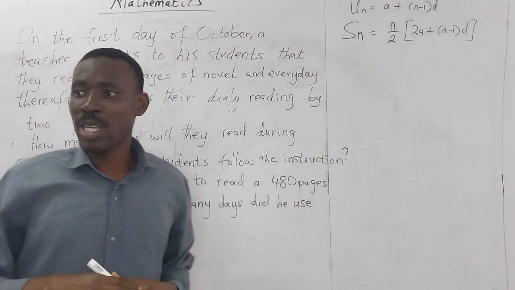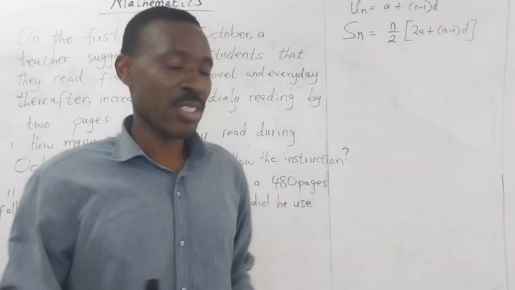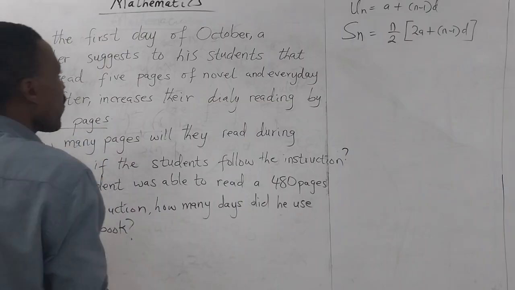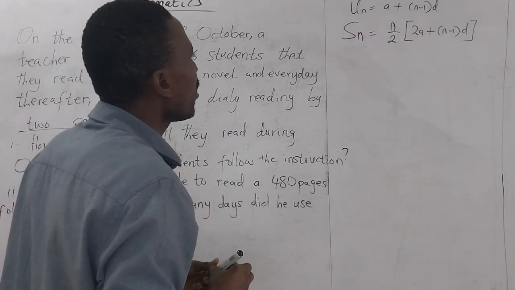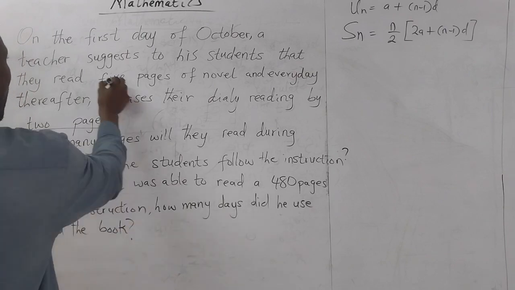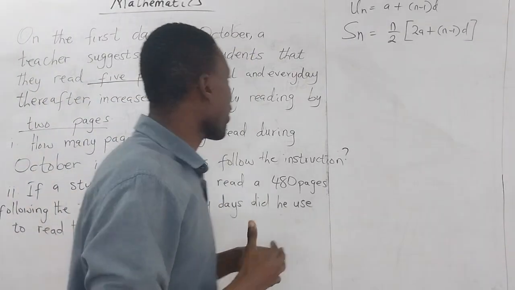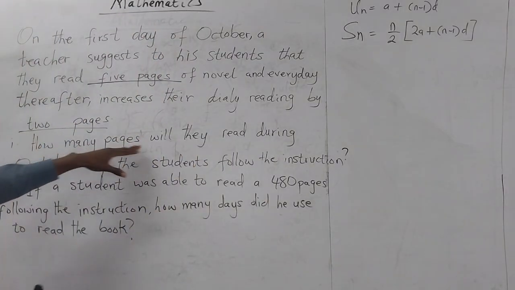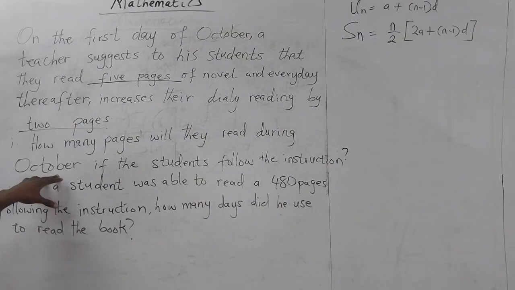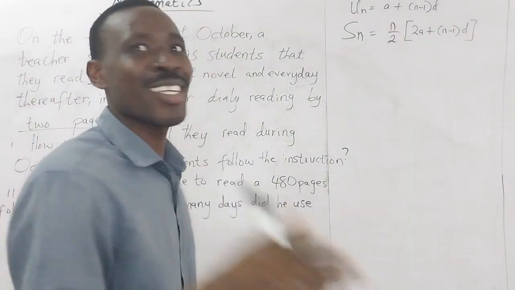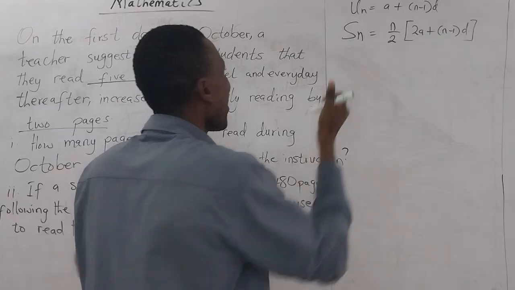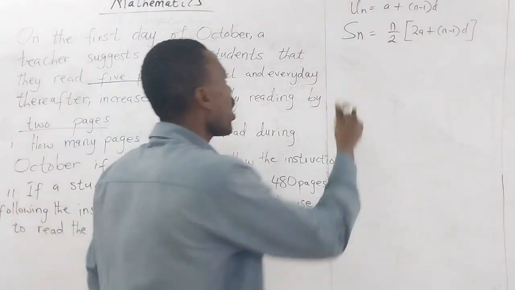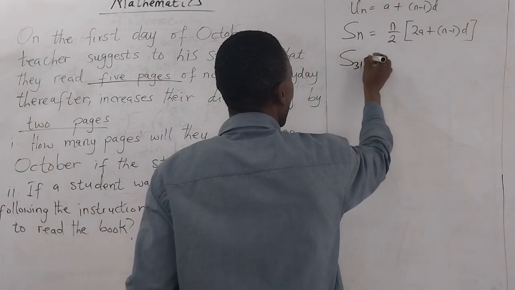Now, once we are looking at AP, we will be using the common difference. And we are told the common difference from the question is 2 pages. Then the first term, a, will be 5 pages. I'm taking these parameters from the question, so please relate to that. Now, how many pages will they read during October? October has 31 days. So we are looking at S of n, where n will be the number of days. So that will be S of 31.